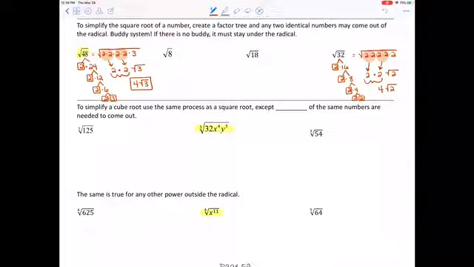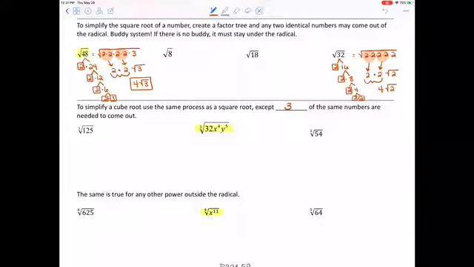Okay, simplifying cube roots uses the same process, except now 3 of the same numbers are needed to come out. The same is true for any other power outside the radical. Whatever that power is outside the radical, that's how many parts we have to have matching to come out of the root. So I'm going to do the middle one as an example on this page.